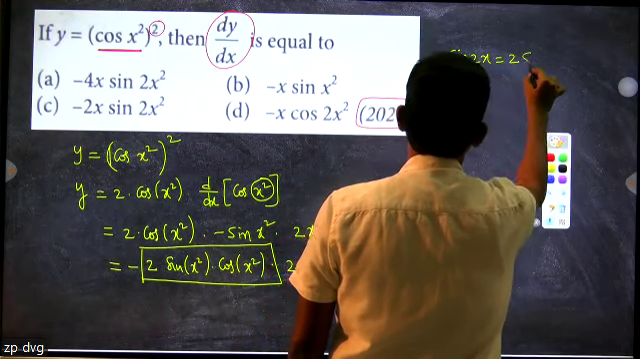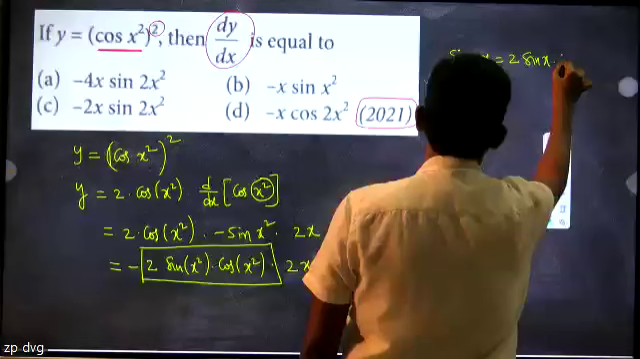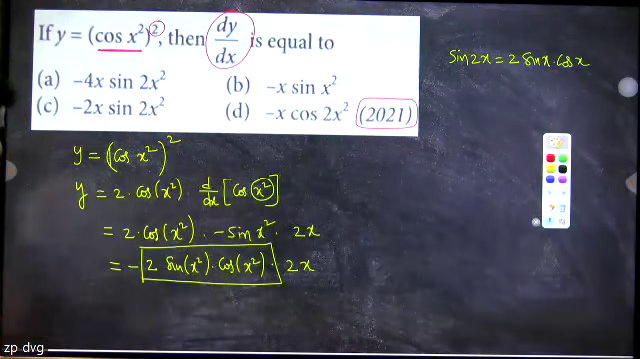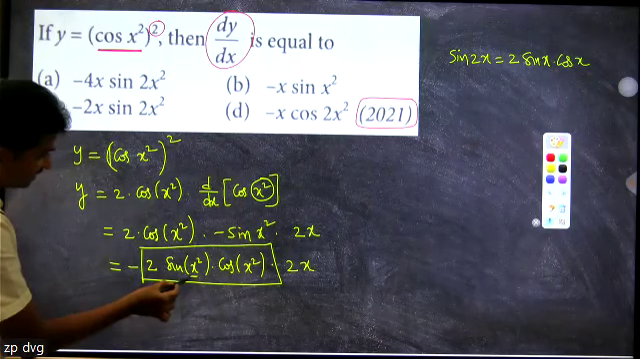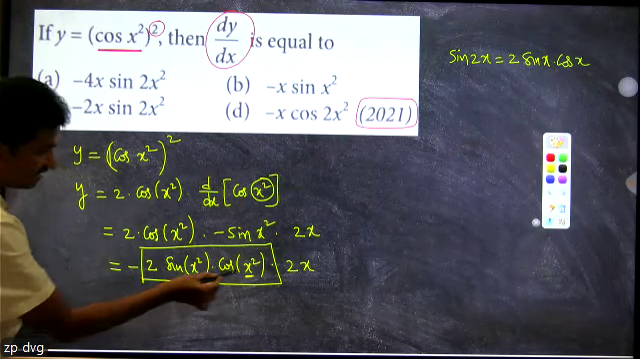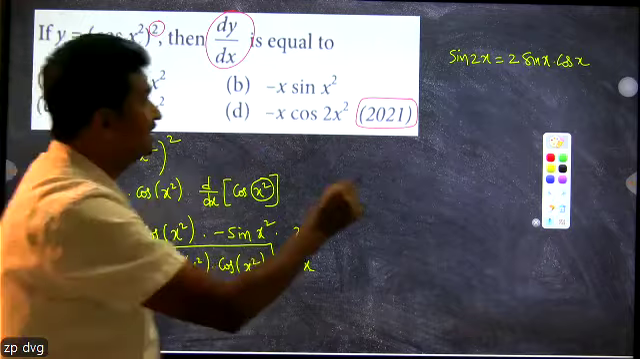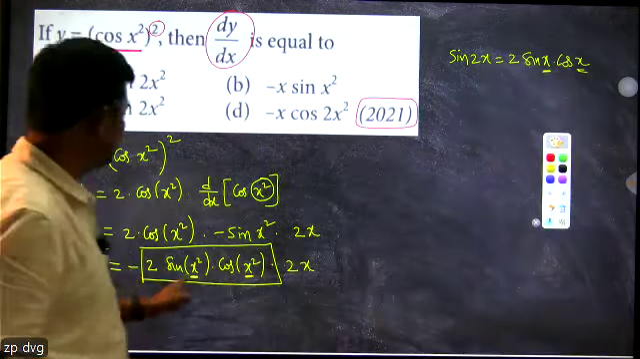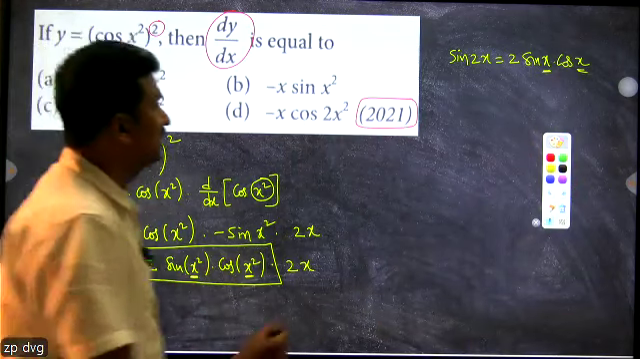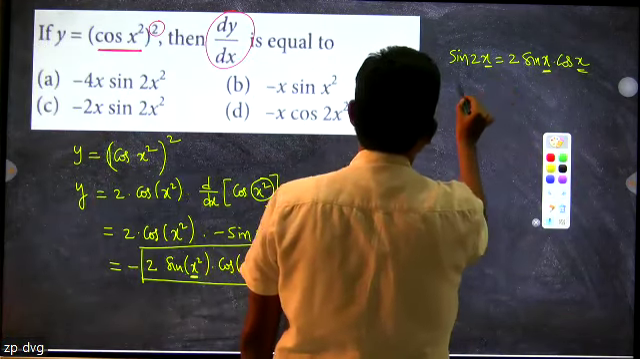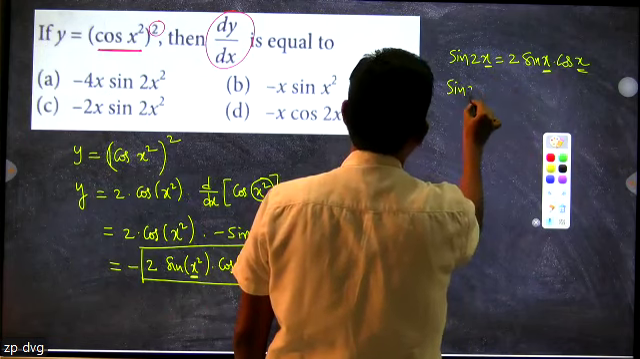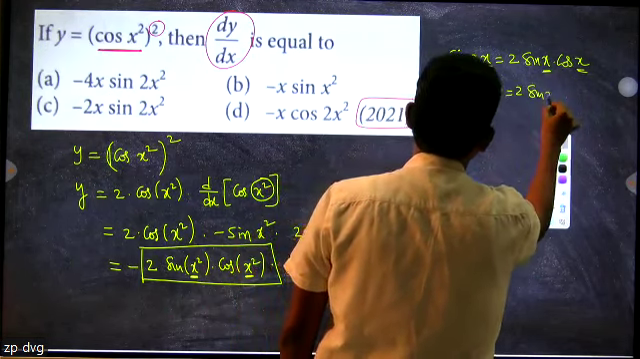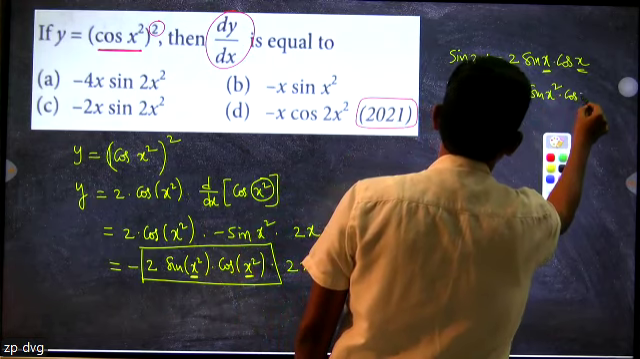Sine 2x formula is 2 sine x into cos x. Here, you see 2 sine x into cos x. In place of x here, what is there? Here x is there. Here, x square is there. So, 2 sine x square into cos x square is what? In place of x, I'll write x square. Sine 2 into x square equal to 2 sine x square into cos x square.